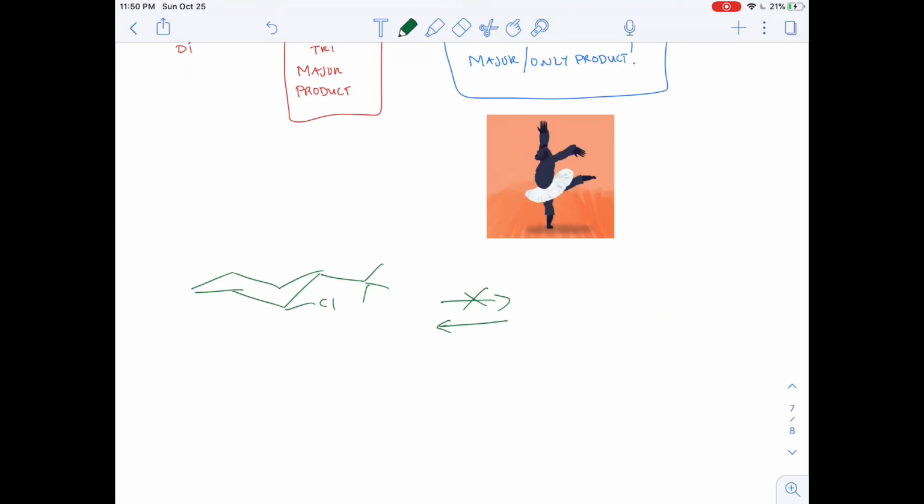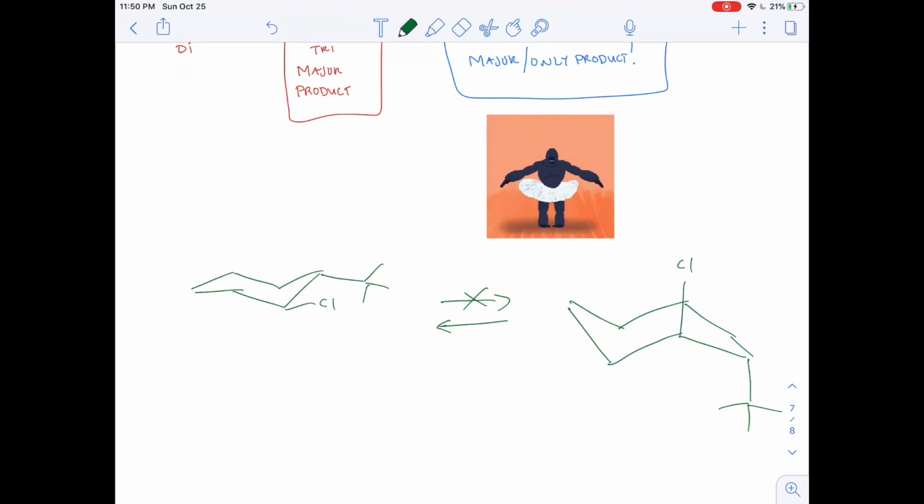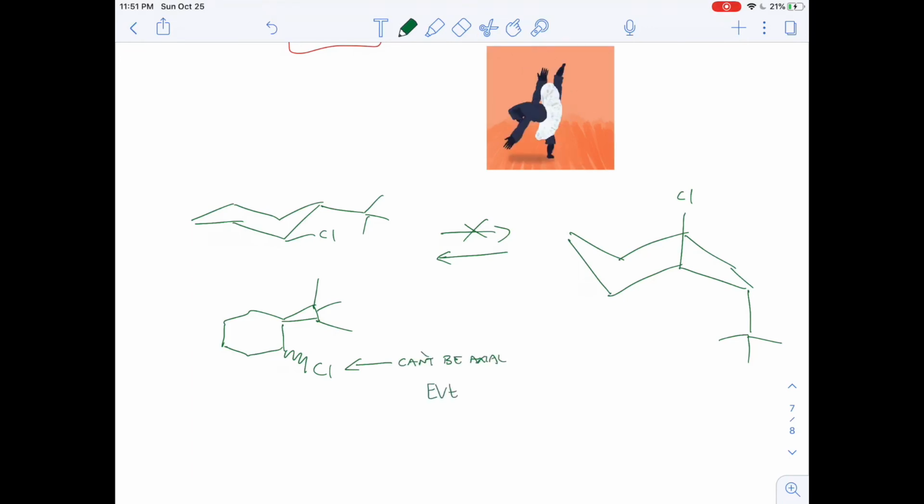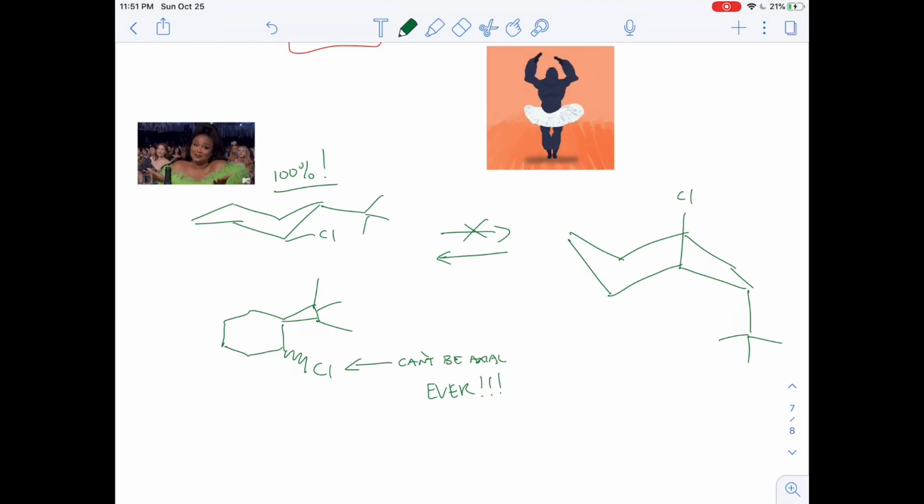Remember that time when Chickenfoot doesn't like to be in the axial position because it's too sterically hindered, and we had 100% conformation of it in the equatorial position? Well, that actually comes into play here as well, because if we have a chlorine that is right next to it, in a 1-2 substitution pattern, and it is trans to it, then it can never be in the axial position because that would require the tert-butyl group to be in the axial position as well, and that's not allowed. We know the equilibrium does not exist, and it's 100% that compound on the left.